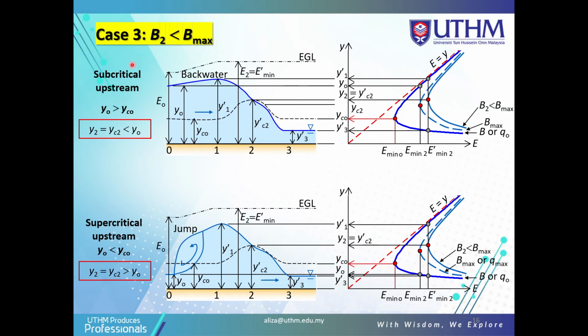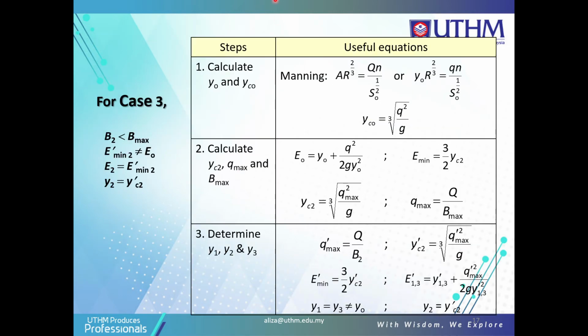Okay, for case 3, B2 is less than B max, so based on this figure here, Y naught is more than YC naught, and for supercritical, Y naught is less than YC naught, so we get case 3. The calculation also uses the same equation; the difference is in Y1, Y2, and Y3. So this is the equation, no need to worry. All the formulas are given, maybe in random order, so you can choose from that list of formulas.